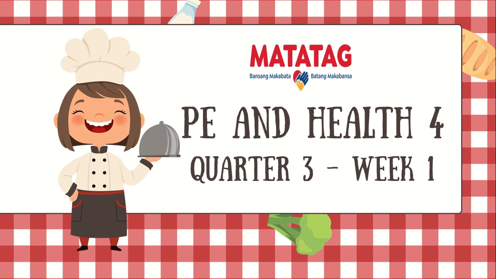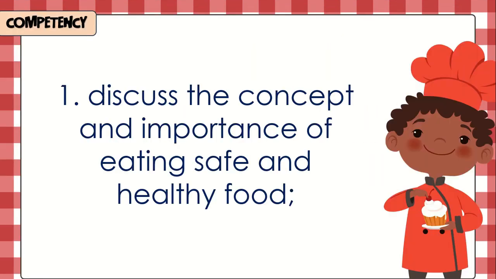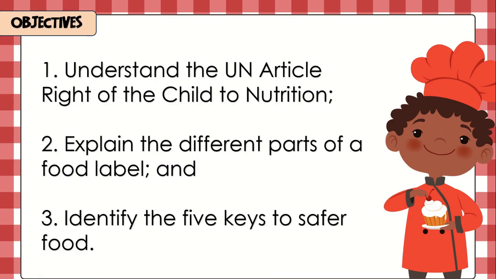PE and Health 4, Quarter 3, Week 1, Matatag Curriculum. Competency: discuss the concept and importance of eating safe and healthy food. Objectives: understand the UN article Right of the Child to Nutrition. Explain the different parts of a food label and identify the 5 keys to safer food.